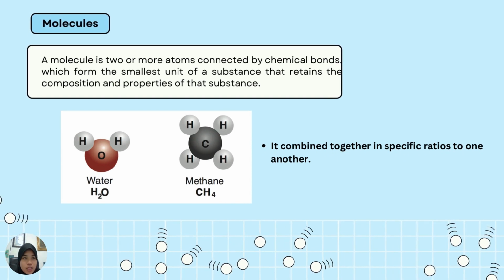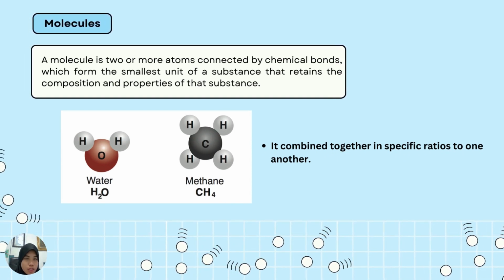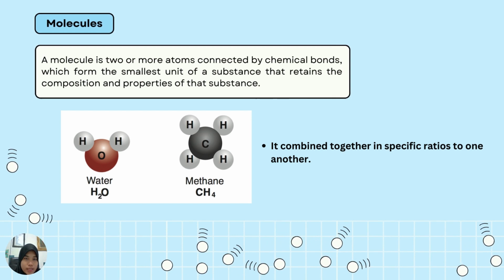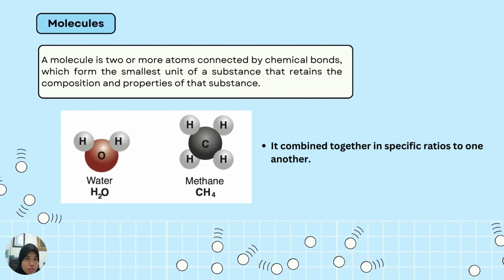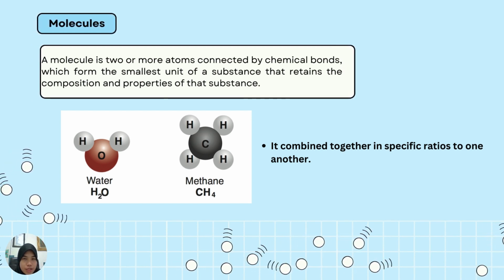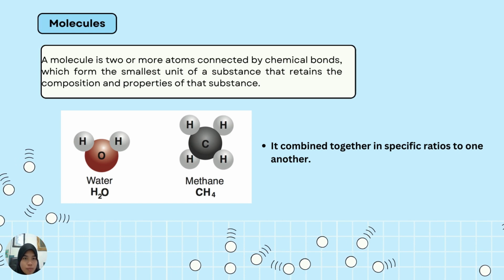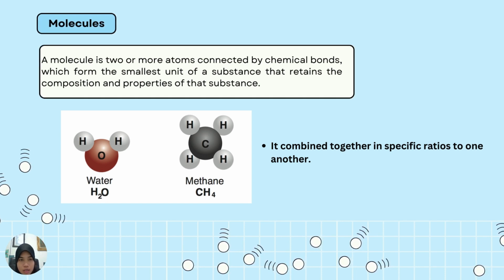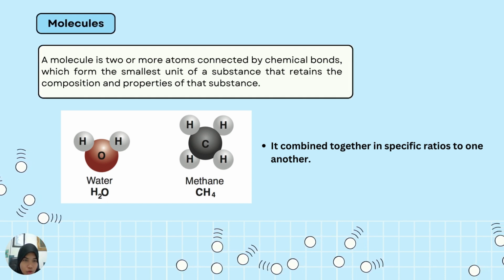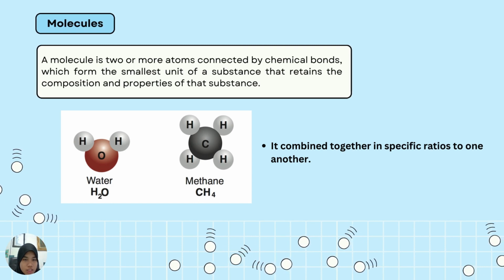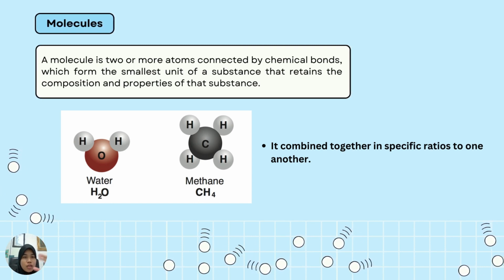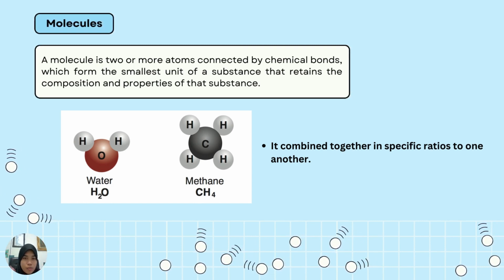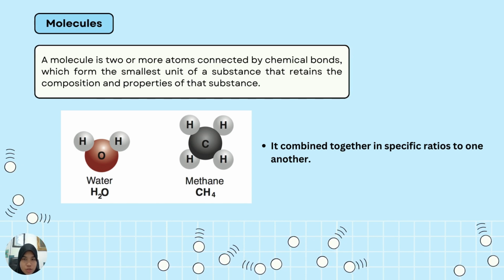Furthermore, molecules. A molecule is two or more atoms connected by chemical bonds which form the smallest unit of a substance that retains the composition and properties of that substance. So this is an example of molecules. It shows water, H2O, and methane, CH4. Both of the molecules combine together in specific ratios to one another.